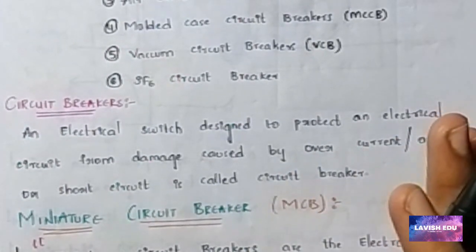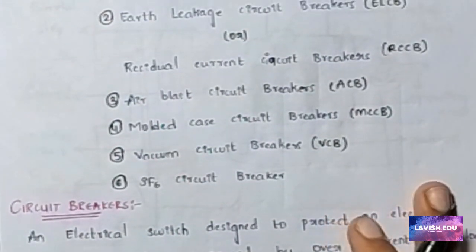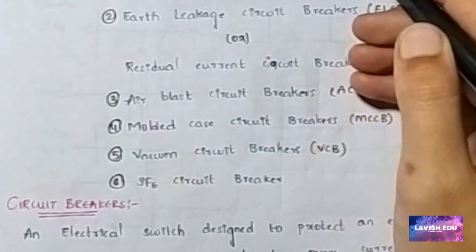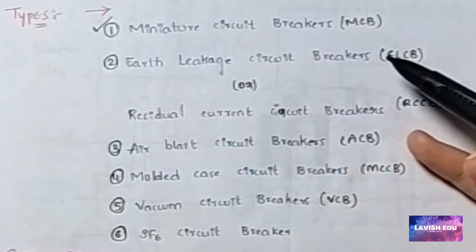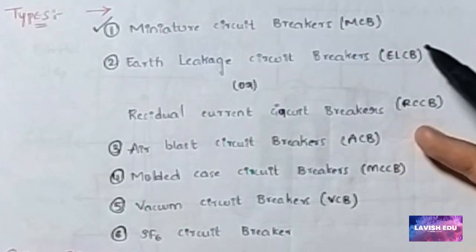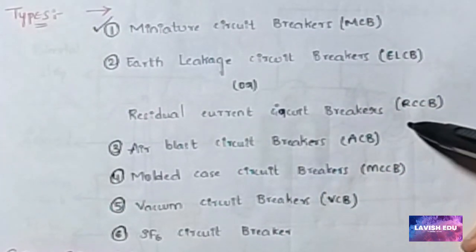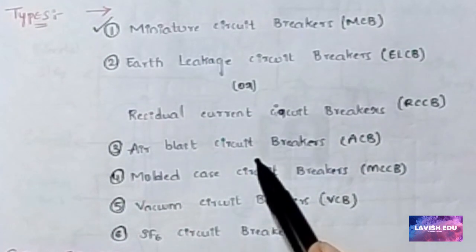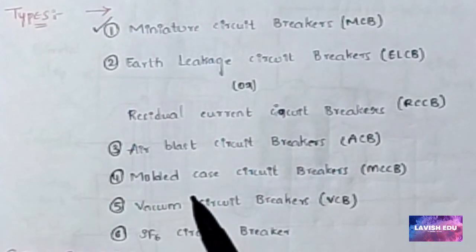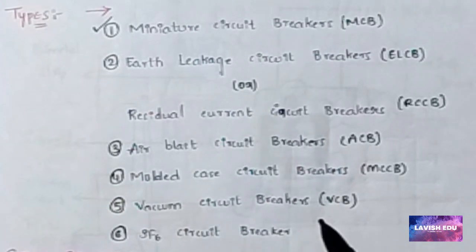There are many types of circuit breakers, but the main important ones are miniature circuit breakers (MCB), earth leakage circuit breakers (ELCB), also called residual current circuit breakers (RCCB), air blast circuit breakers, molded case circuit breakers, vacuum circuit breakers, and SF6 circuit breakers.